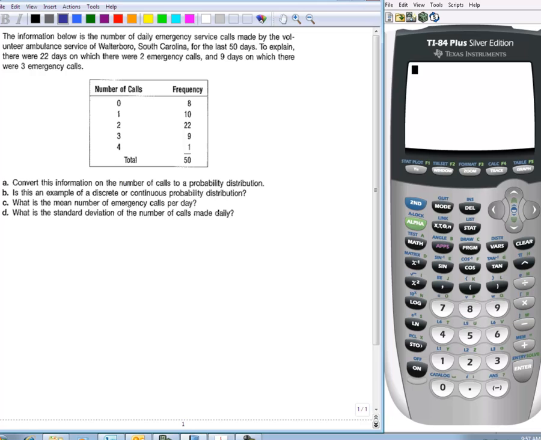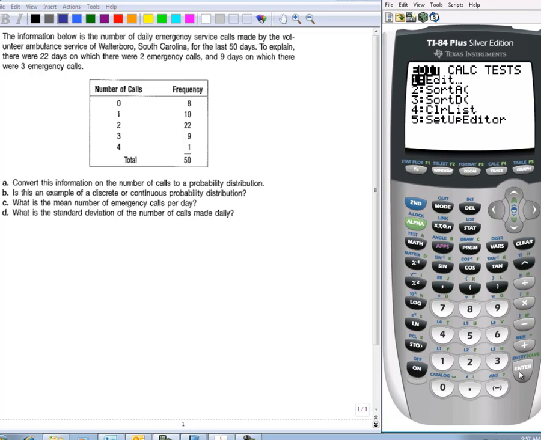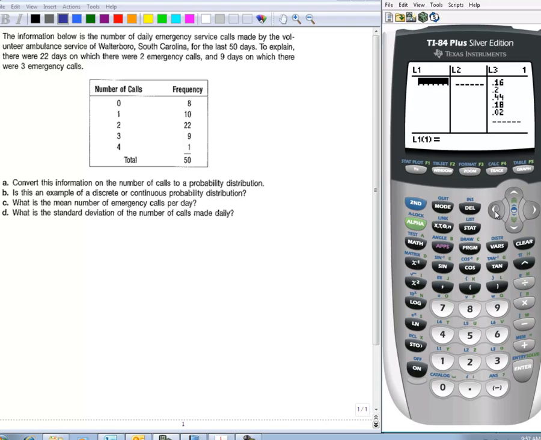I want to convert this information on the number of calls to a probability distribution. So we're going to use our calculator here to do that. We're going to add our data into lists. We're going to edit, and we'll put in list 1 here the number of calls, so 0, 1, 2, 3, and 4. And in list 2, we're going to put the frequency of the calls, so that's 8, 10, 22, 9, and 1.